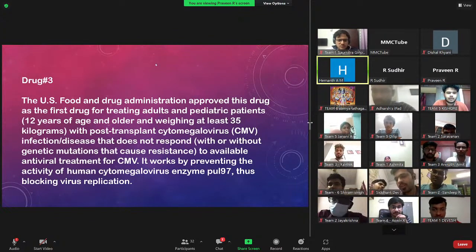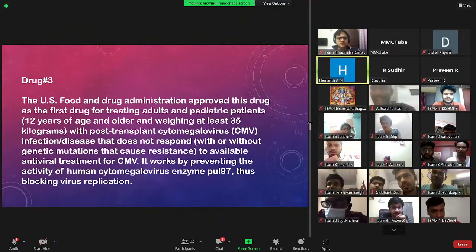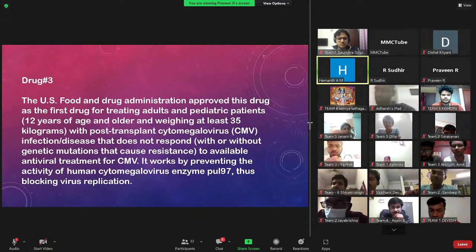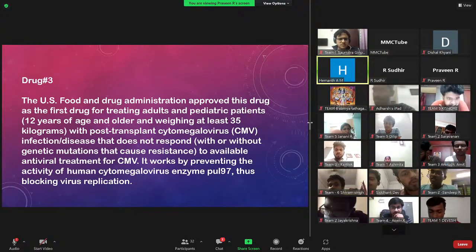This drug is approved by the US FDA for treating adult and pediatric patients with a post-transplant CMV infection that does not respond to antiviral treatment of CMV. It works by preventing the activity of human CMV enzyme pUL97. So it blocks the virus replication. What is the drug?